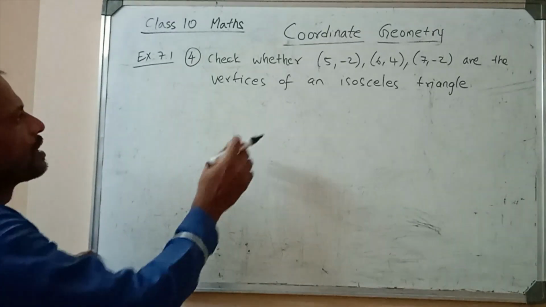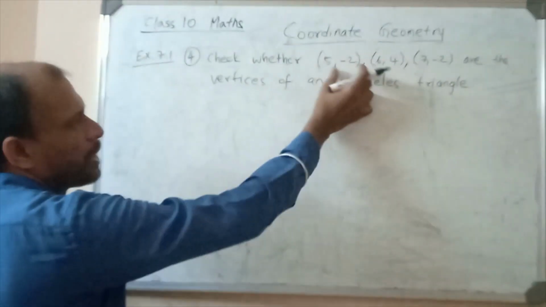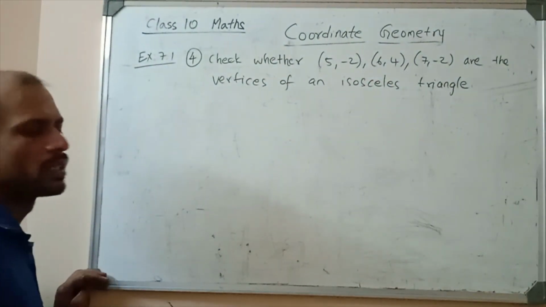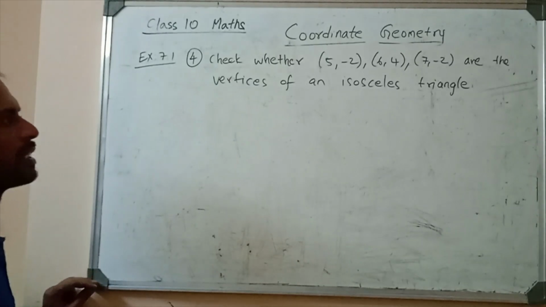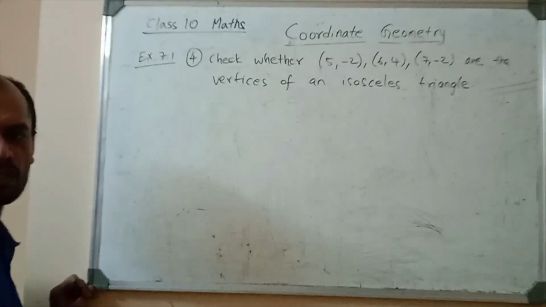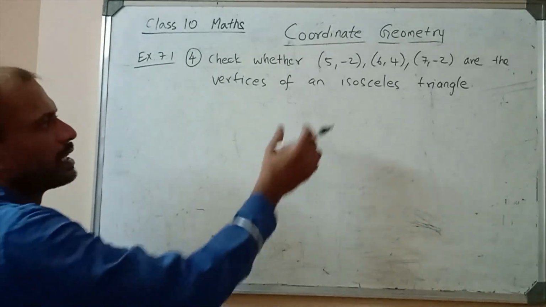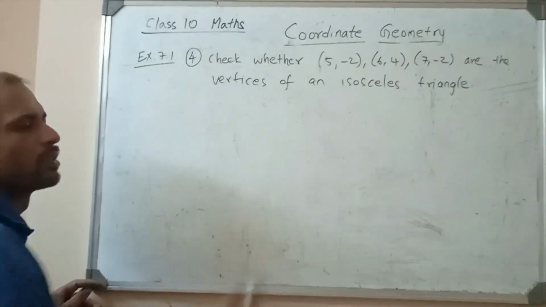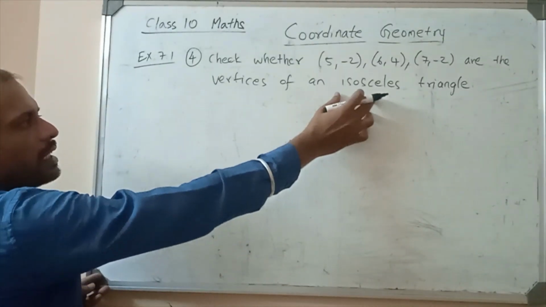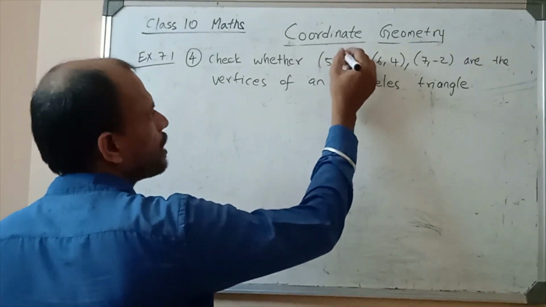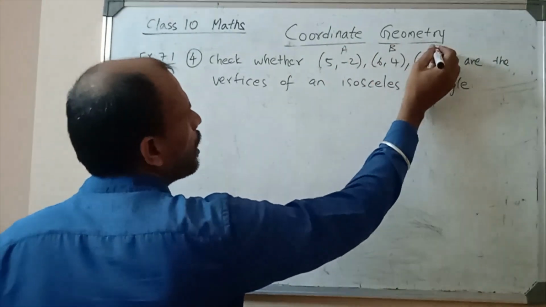So this is the given question. Check whether the 3 given points are the vertices of an isosceles triangle. In an isosceles triangle any two sides will be equal. So I have to find the distances using the distance formula for all three sides. If any two sides are equal, then we can say it is an isosceles triangle. So name these vertices A, B, and C.